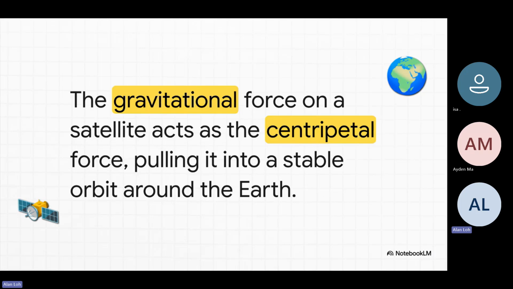It is constantly falling, but it's also moving sideways so incredibly fast that as it falls, the Earth curves away underneath it at the exact same rate. Gravity provides that constant inward tug that keeps bending its path into an orbit, instead of letting it just fly off in a straight line into space.